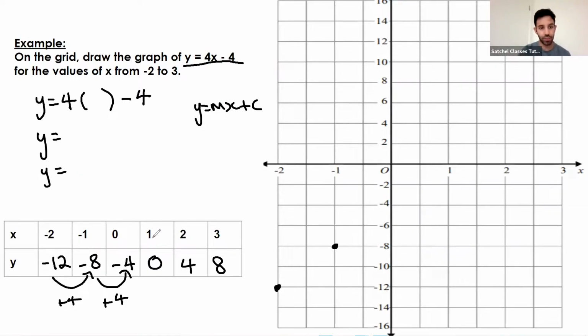We worked out the first three. So we said when x is 1, y should be 0. Let's see if that is true. 4 times 1 is 4, and 4 minus 4 is 0. So again, that is an increase of 4.